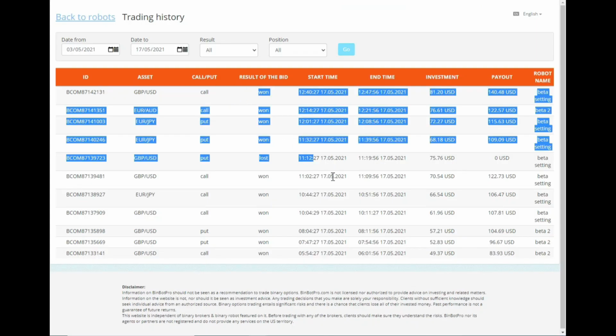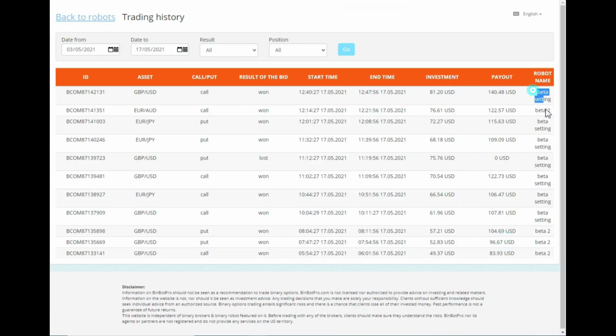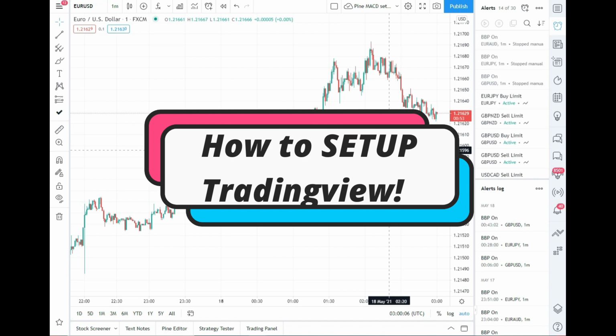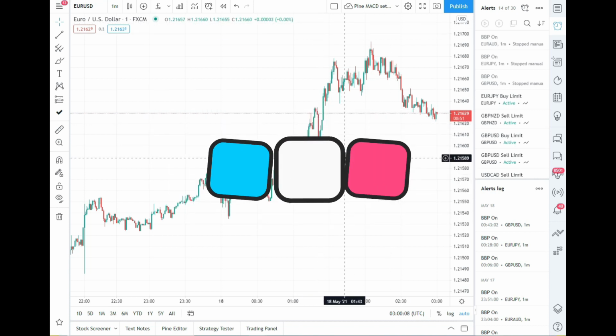So I'll be showing you guys how to set it up in the next segment of this video. Alright guys, so I'm going to show you guys how to set up the TradingView charts with the Pinescript codes to use Binbot Pro from scratch.